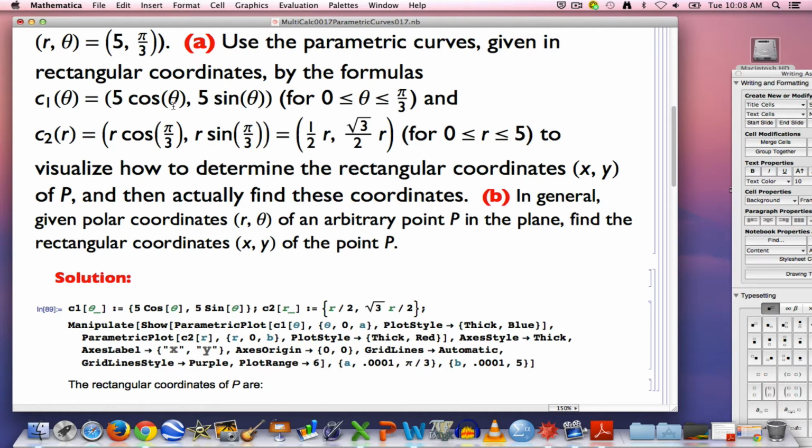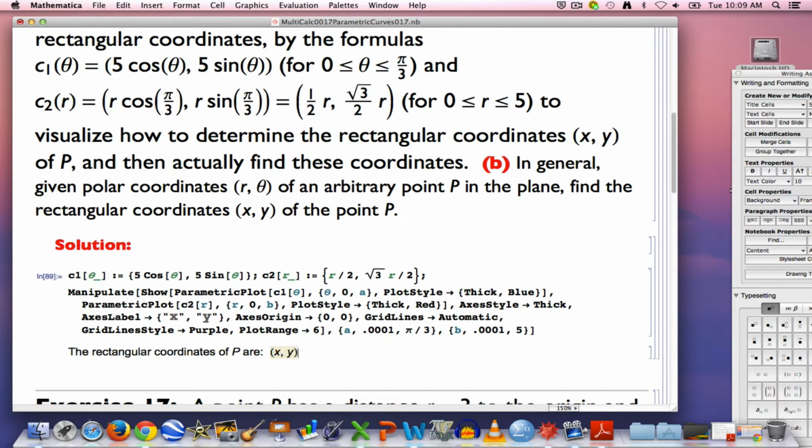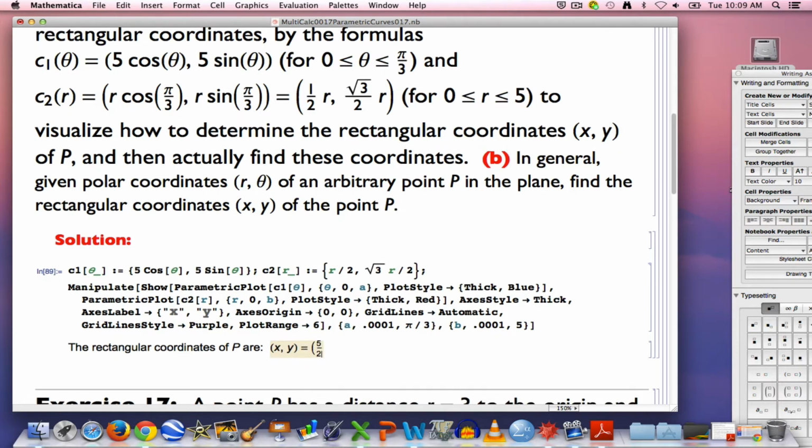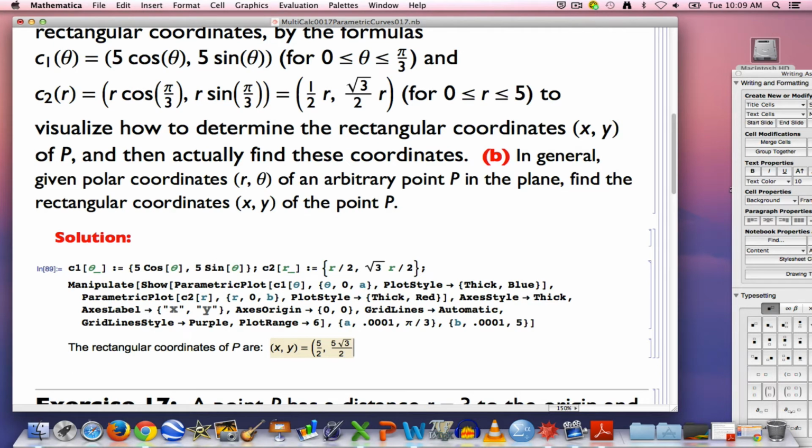In fact, hopefully you realize that if you plug in theta is pi over 3 into C1 or r is 5 into C2, you will get the same answer, and they will be the rectangular coordinates of P. (x, y) is (5 cosine pi over 3, 5 sine pi over 3). Cosine of pi over 3 is 1 half, so that's 5 halves. And 5 times sine of pi over 3 is square root of 3 over 2 times 5, or if you prefer as a fraction, 5 root 3 over 2.